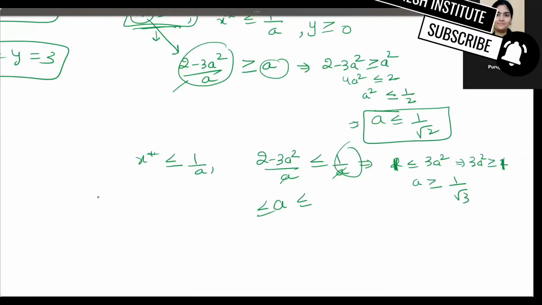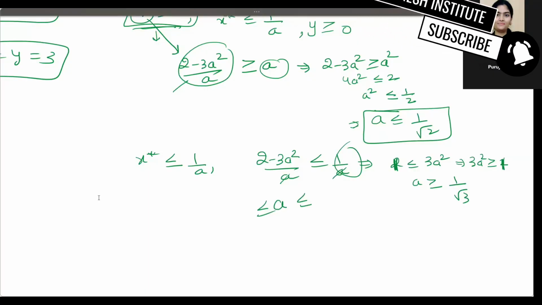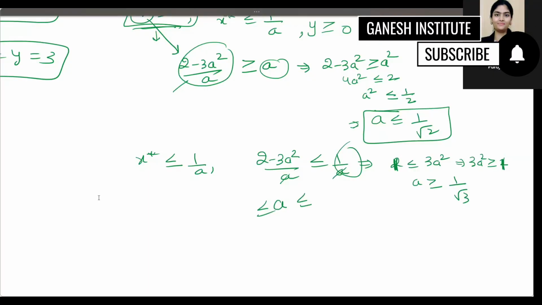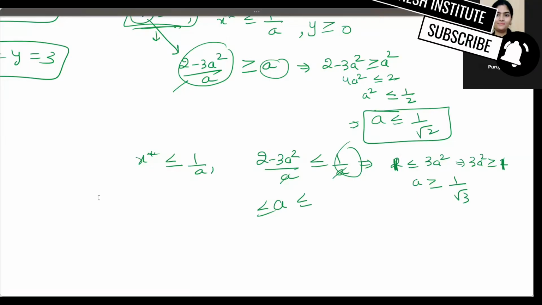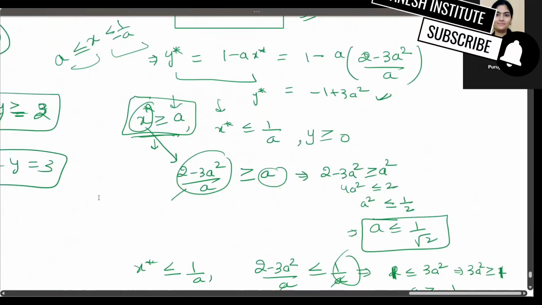The value of A, the condition of A for which Kuhn-Tucker can be applied. That we found out earlier. A has to be greater than or equal to 1 or something, right? Initially we found that out.